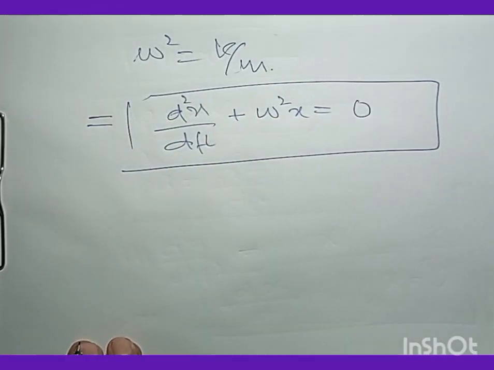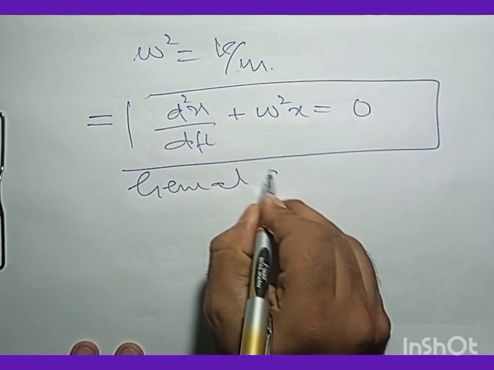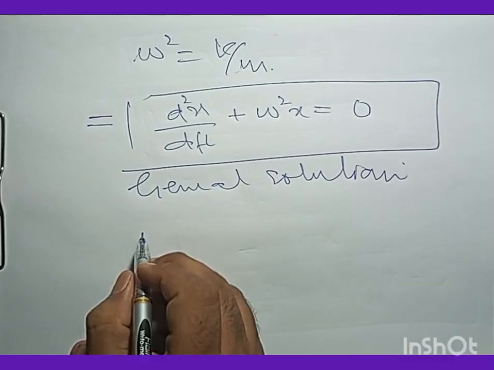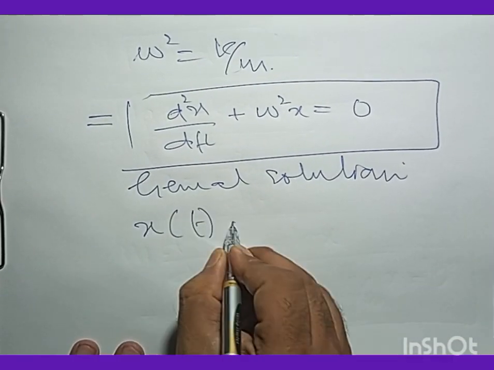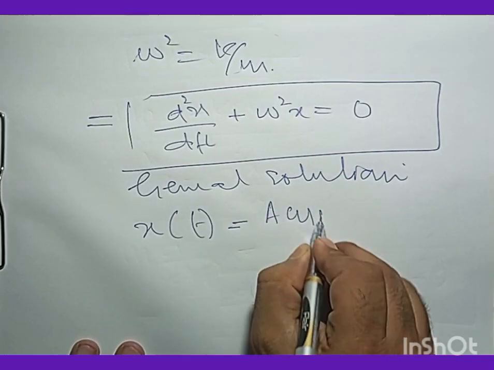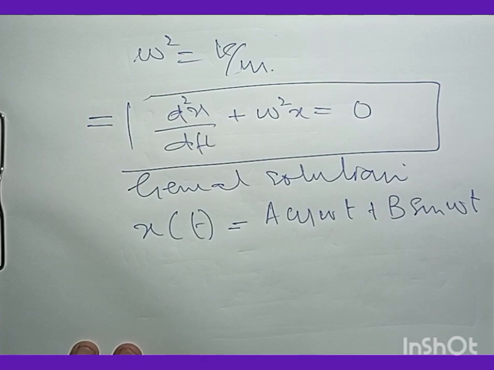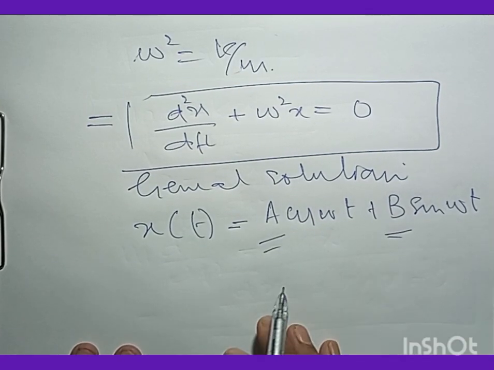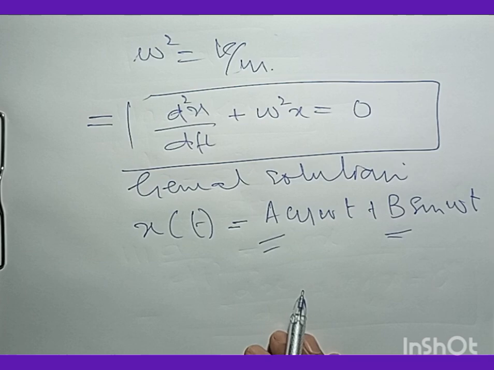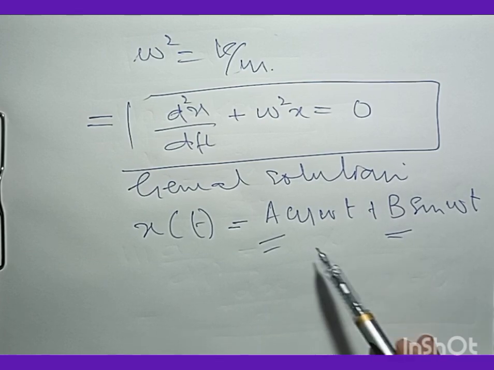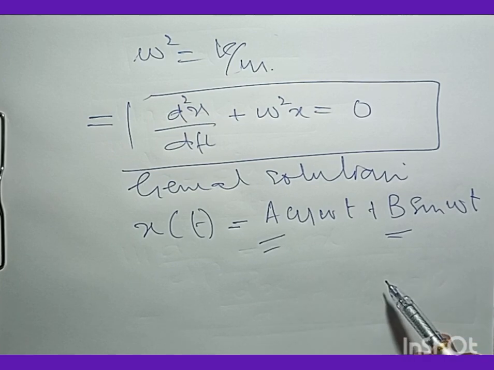So we have a second order differential equation, and this equation has a general solution, and we can write down the general solution of this differential equation as x of t equals a cos omega t plus b sine omega t, where A and B are constants, and these constants can be determined by using the initial conditions of the problem. I mean, the initial conditions like the initial velocity or the initial position of the harmonic oscillator.